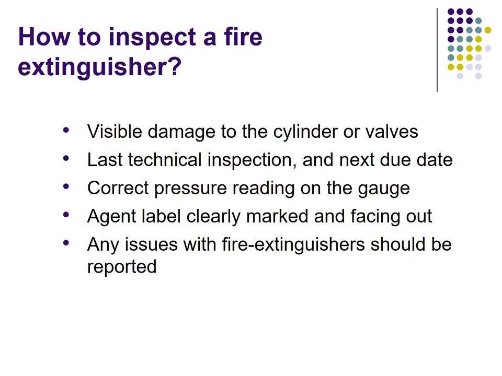How to inspect a fire extinguisher? Visible damage to the cylinder or valve. Last technical inspection and next due date. Correct pressure reading on the gauge. Agent label clearly marked and facing out. Any issue with the fire extinguisher should be reported. Okay, these are the 5 things you should check when you are inspecting the fire extinguisher in your workplace.